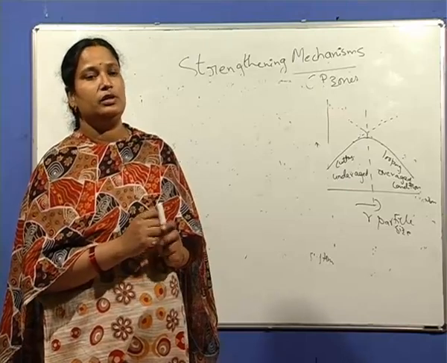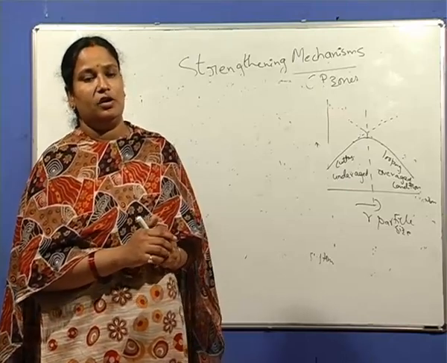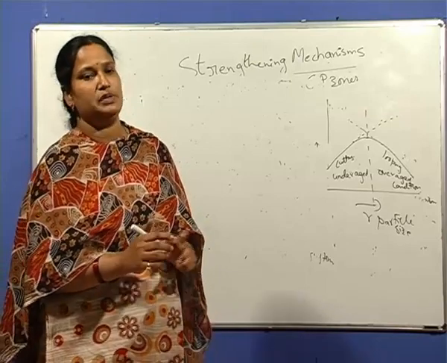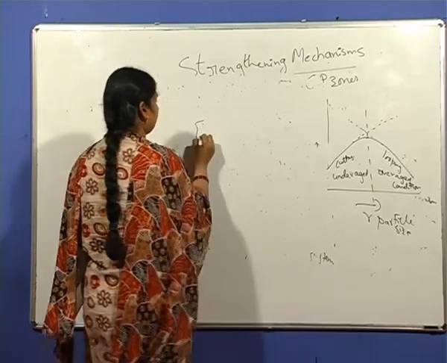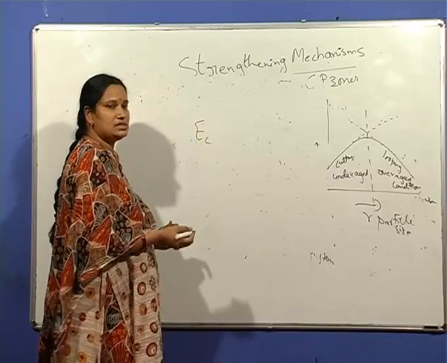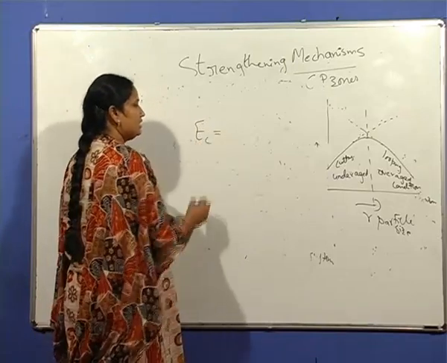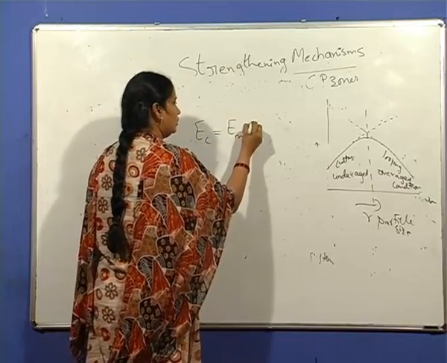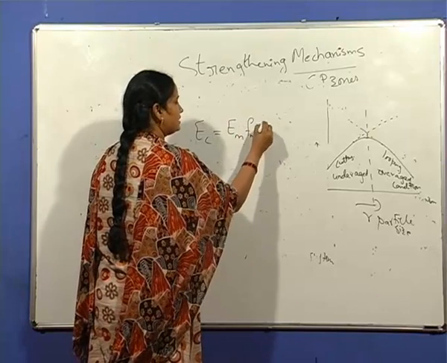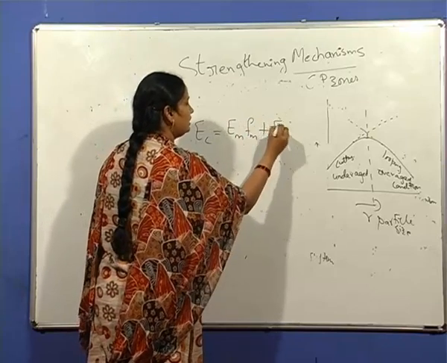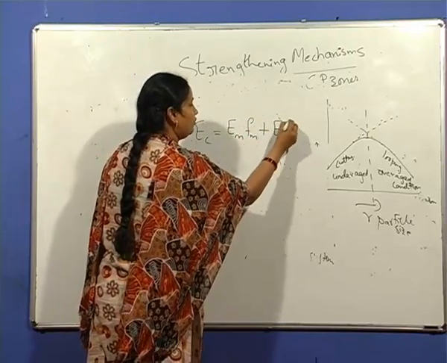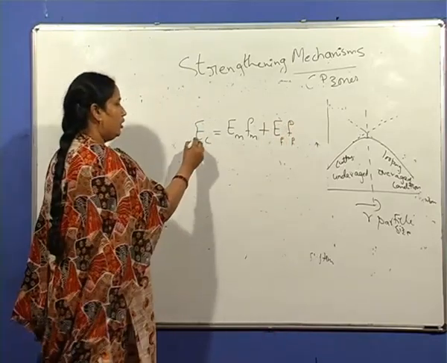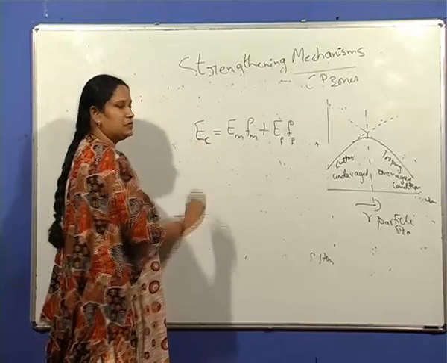So this is about fiber strengthening, where for continuous fibers, according to the rule of mixtures, the property of the composite, whether it is modulus or any other property, is given by the modulus of the matrix times the volume fraction of the matrix, plus the modulus of the fibers times the volume fraction of the fibers. E stands for the modulus and subscript C stands for the composite.